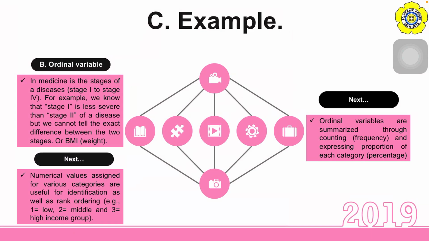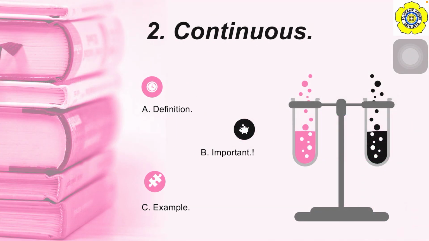The next, same as the nominal variable, the ordinal variable is also summarized through counting or frequency and expressing the proportion of each category or percentage. Okay, let's go on to the next slide.